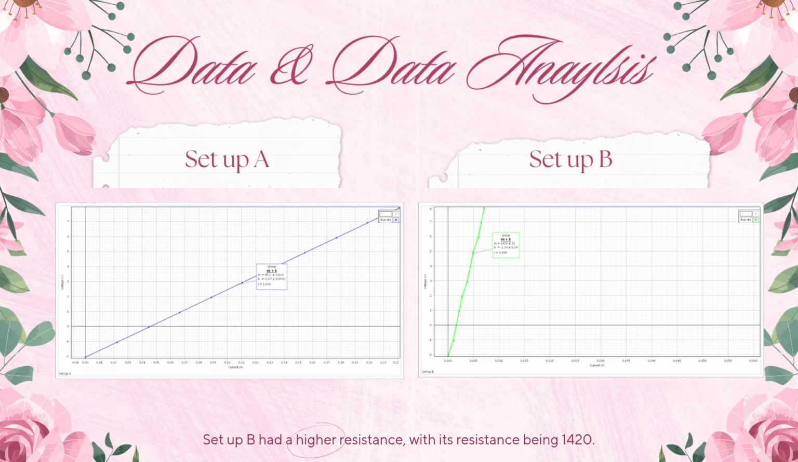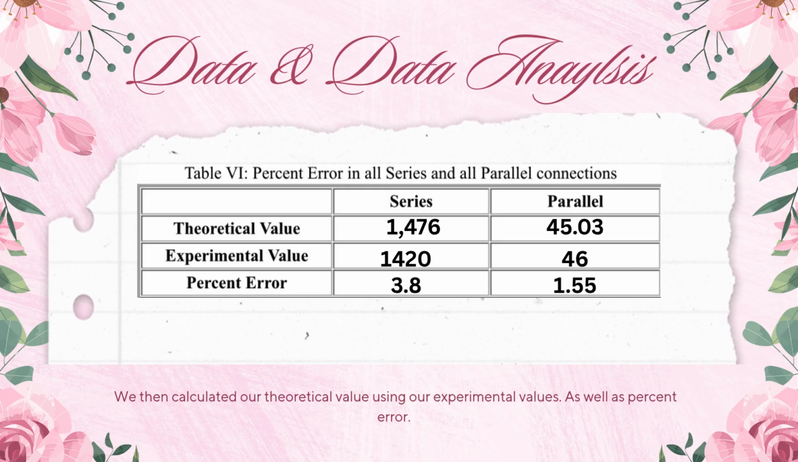And when we analyzed the data, we found that setup B, the series, actually had a higher total resistance, which was around 1,420. Next, we calculated our percent error between the theoretical and experimental values for the series and parallel. For the series, we found a percent error of 3.8, and in parallel 1.55.